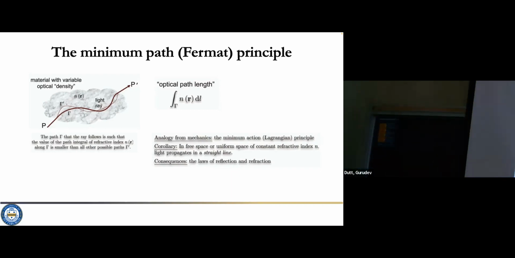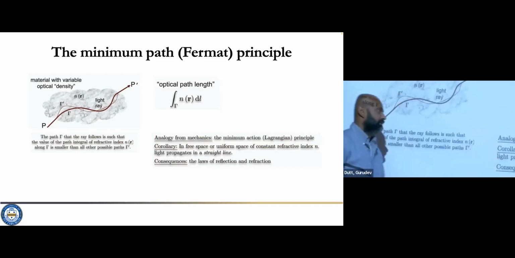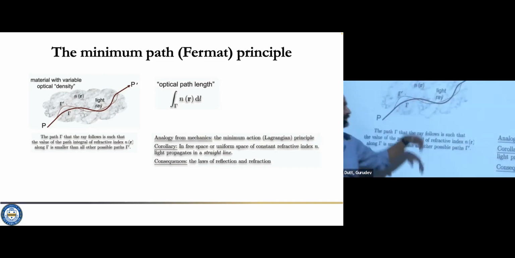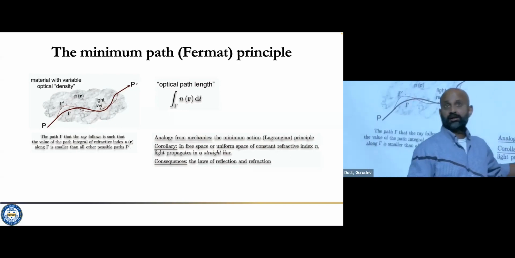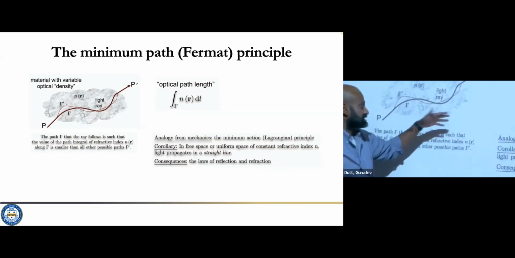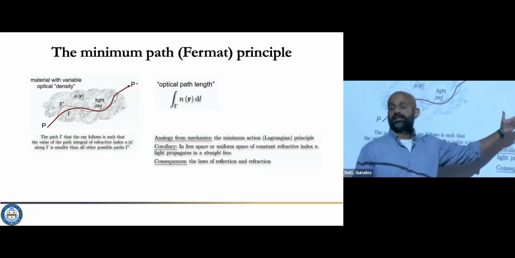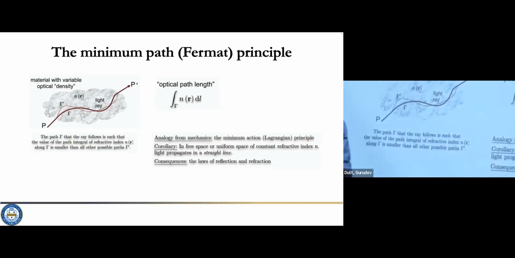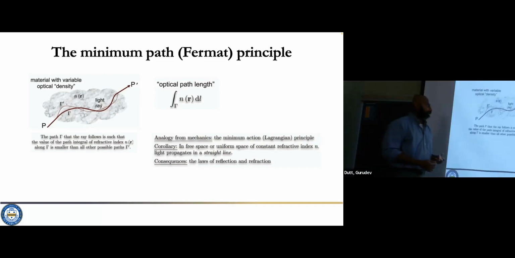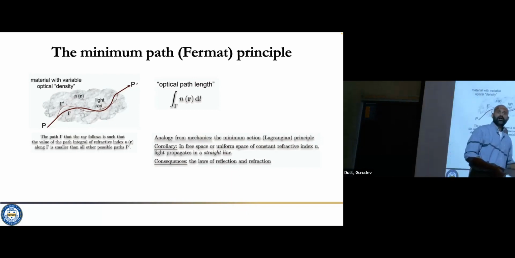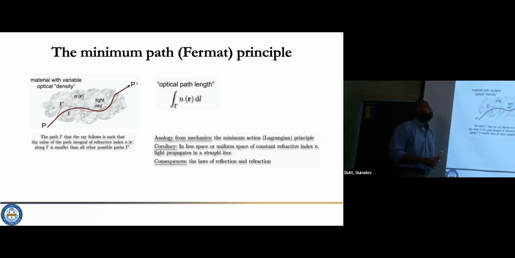Because the corollary is, what is the least time or the least path length from one point to another? Well, in a constant refractive index, it has to be a straight line, right? Because this n is just a constant. I just pull it out. Then what path has the least distance from point P to P prime? It is always a straight line path. Okay. And the consequences of this, as we'll see, are also the laws of reflection and refraction.